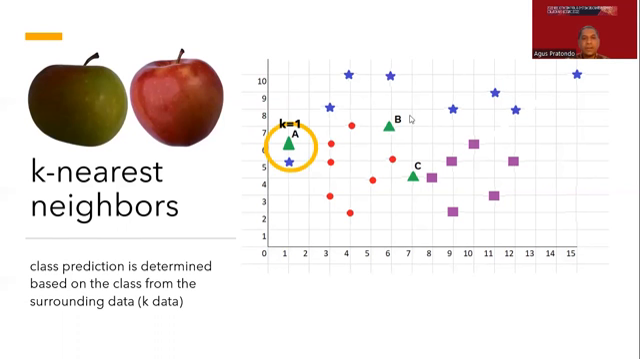In the case that only one nearest neighbor is considered, we can predict that the green triangle A is blue. If three nearest neighbors are used, then the classification for point A is red. So it is important to determine the optimal value of K to get the best classification result.